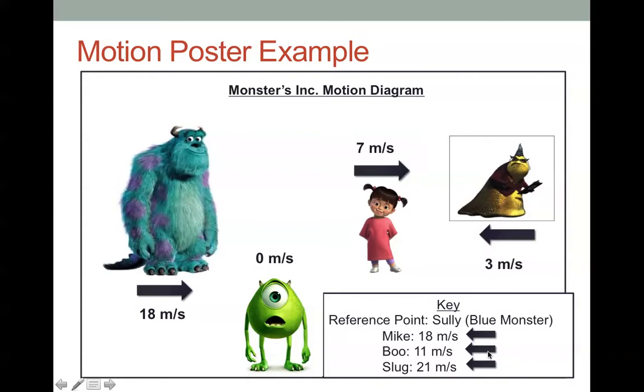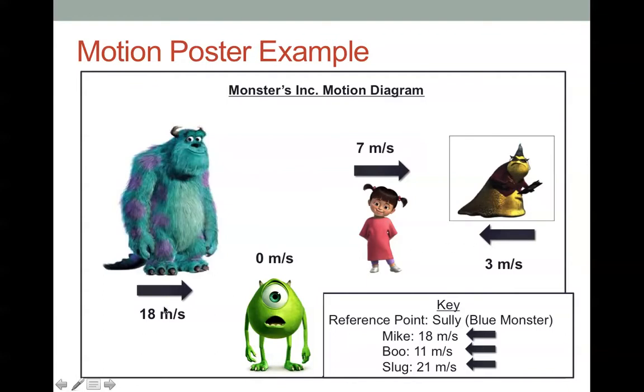Now if an object is going the opposite direction as the reference point, you add. So I forget her name. So the slug is going the opposite direction. She's going to the left and he's going to the right. We're going to add our speeds together. So kind of like when you're on a freeway and someone's coming at you the opposite way, it seems like they're going extra fast because you're adding your speed plus their speed. So Sully thinks the slug is traveling at 21 meters per second. He's going to pass her and look back this way at her to the left.